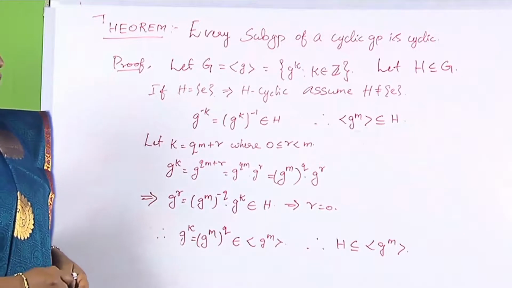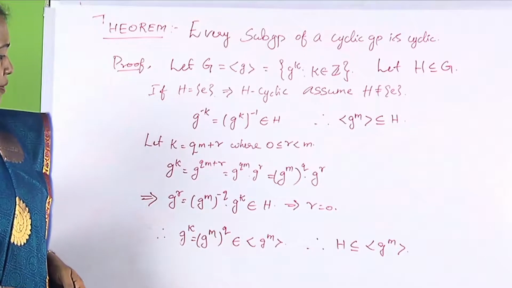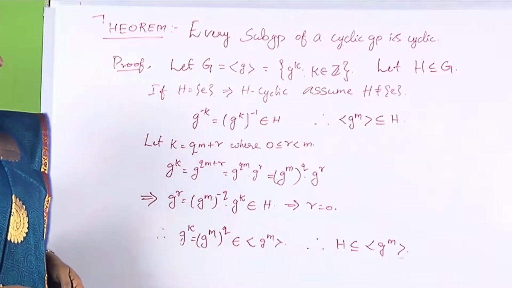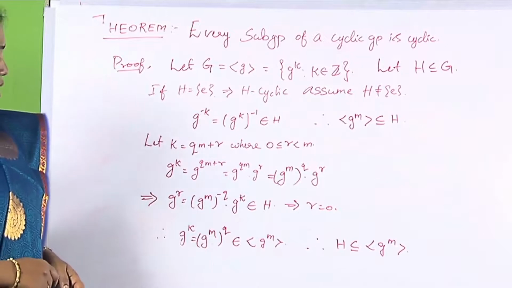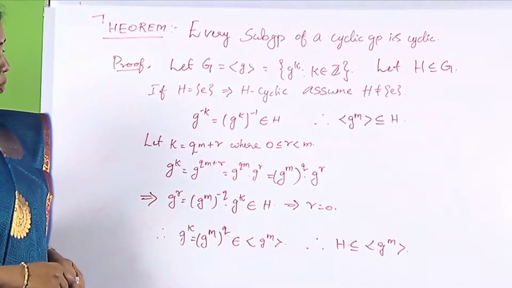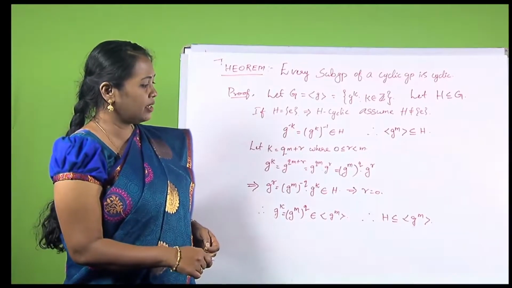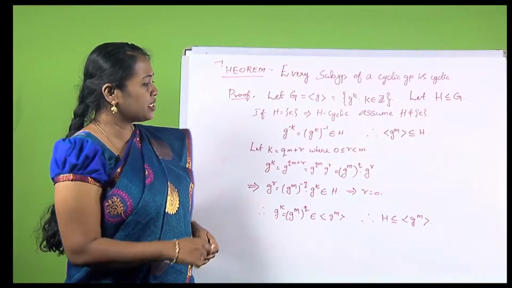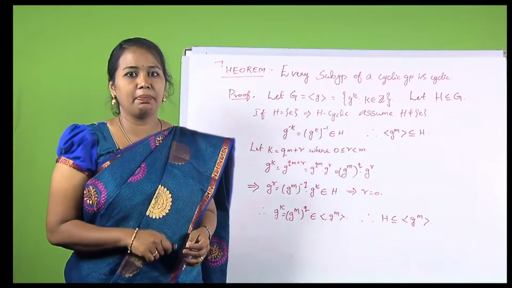So, already we have proved that the group generated by g^m is a subset of H. Now, we have taken an element from H and proved that it is of the form (g^m) to the power of something. Therefore, it definitely belongs to the group generated by g^m, and now we have shown that H is a subgroup of ⟨g^m⟩, the group generated by g^m. From these two statements, we can show that H is equal to the group generated by g^m.